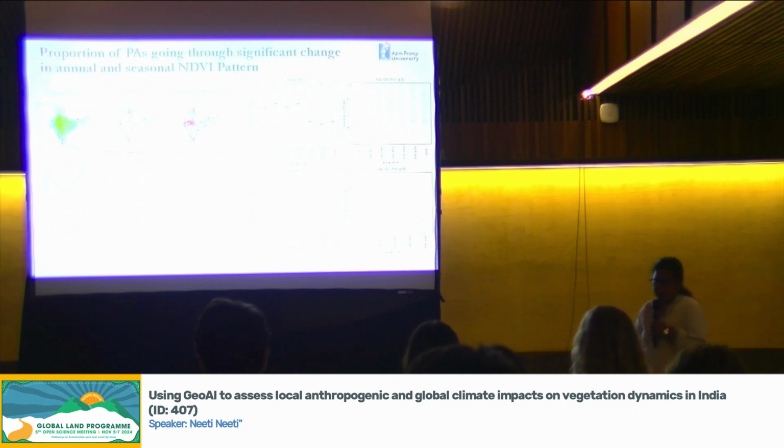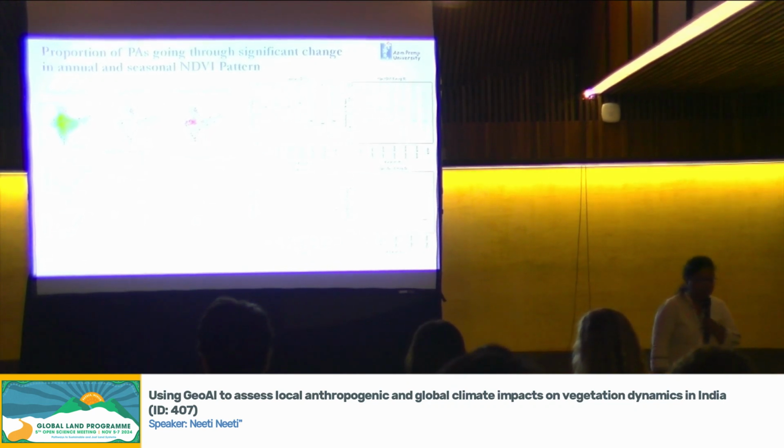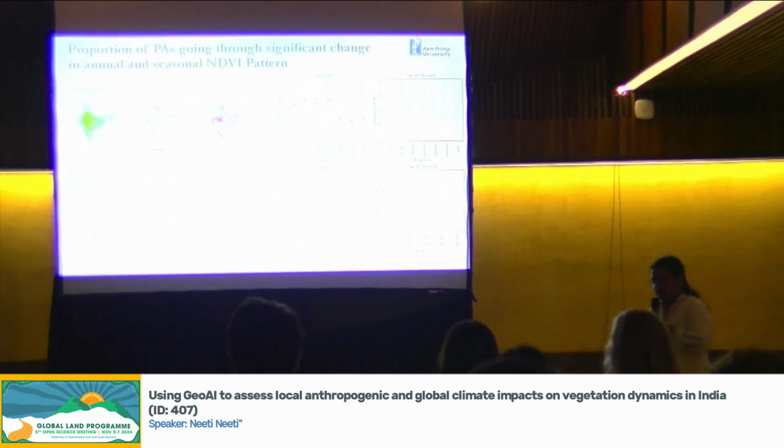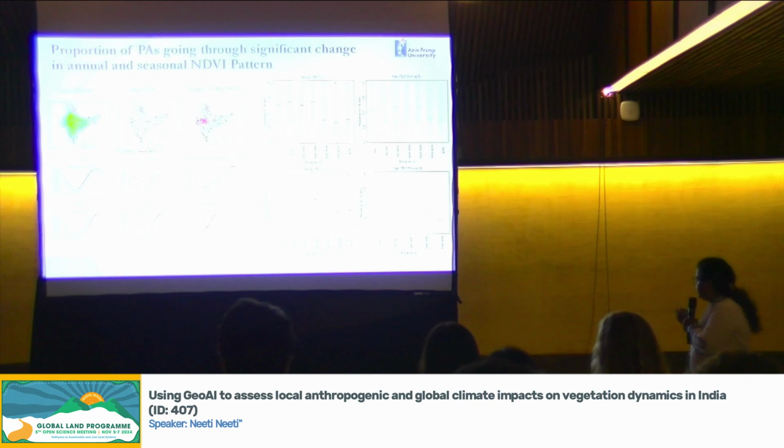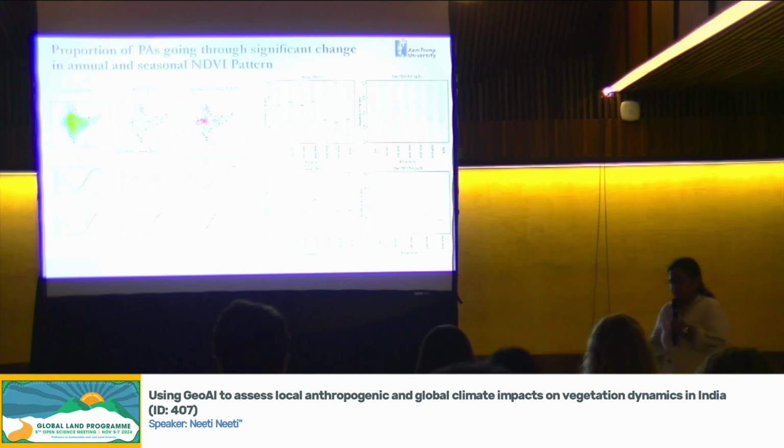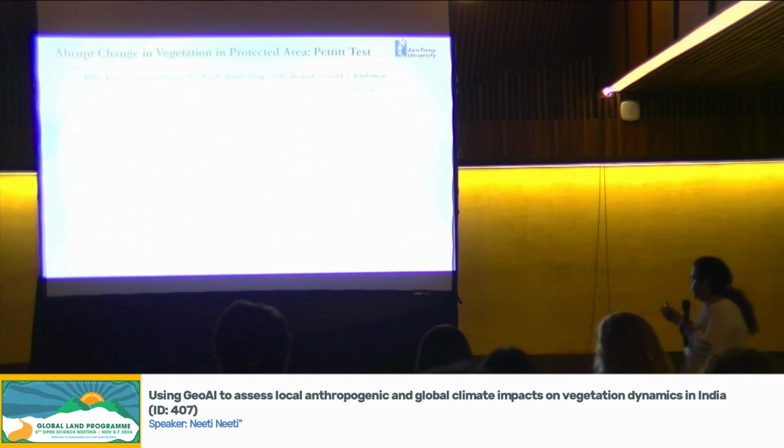So here what you're seeing in the left side maps are the increasing trend shown by the green color, and declining trend, whether it is in annual NDVI or early or delay in greening, is shown with the brown color. What we found here in the right side are the proportion of protected areas which are going through significant change in either harmonic 0 or 1, that means annual NDVI, or the changes with respect to annual cycle, that is maximum NDVI has significantly changed or the timing has changed. What we found was that at higher elevation there was early greening, whereas at lower elevation there was delay in greening.